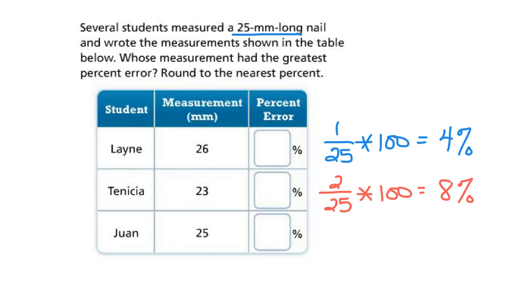Next is Juan's. Juan was exact. If you notice, it's a 25 millimeter long nail. He nailed it. There was no difference. He has absolutely no error in his measurement. Now the question is, whose measurement had the greatest percent error? And by looking at our information, Tanisha had the greatest percent error at 8%.